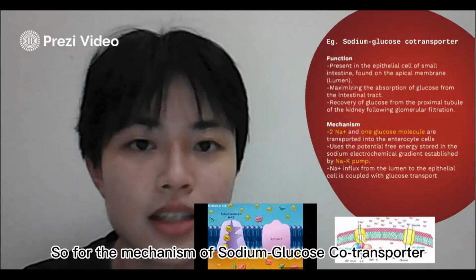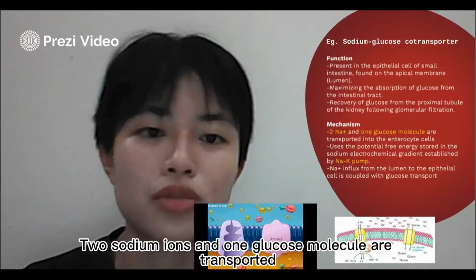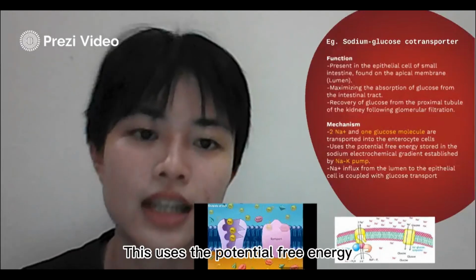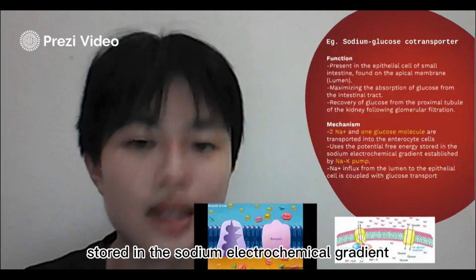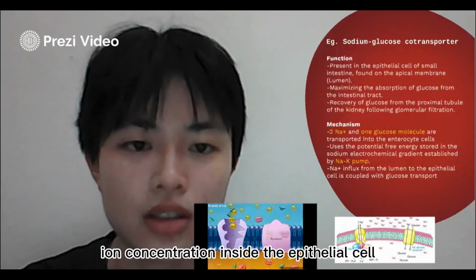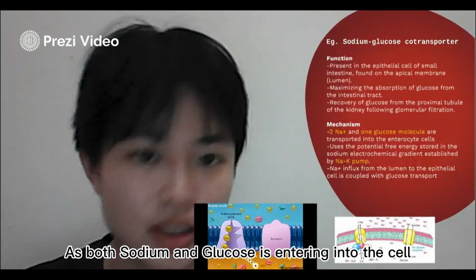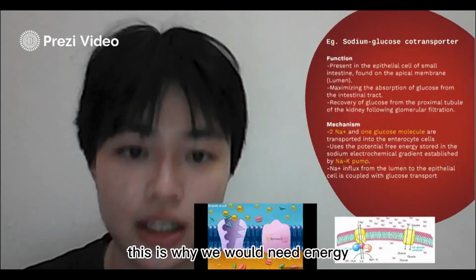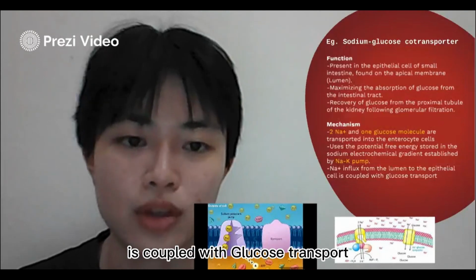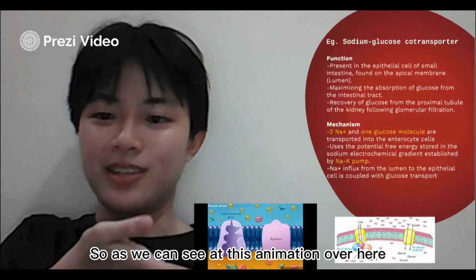For the mechanism of the sodium-glucose co-transporter, 2 sodium ions and 1 glucose molecule are transported into the enterocyte cells. This uses the potential free energy stored in the sodium electrochemical gradient established by the sodium-potassium pump. There are low sodium ion concentrations inside the epithelial cell. As both sodium and glucose are entering the cell, this is why we would need energy. The sodium influx from the lumen to the epithelial cell is coupled with glucose transport. So as we can see in this animation over here.